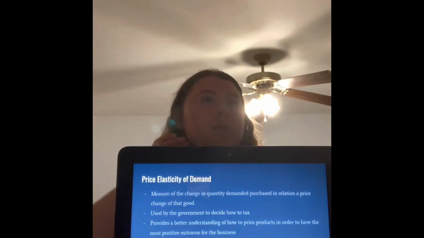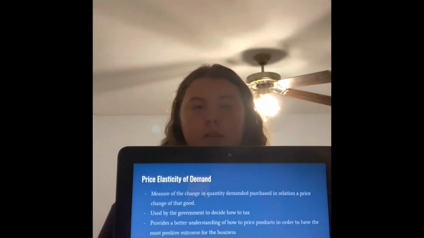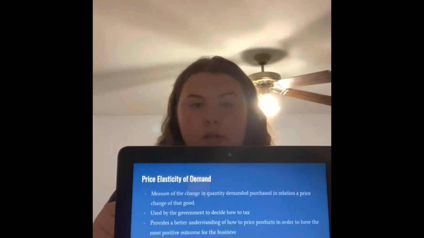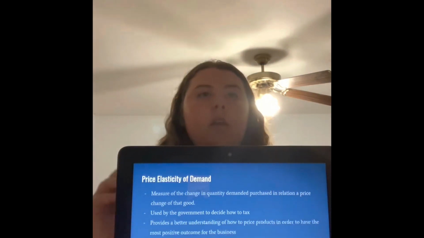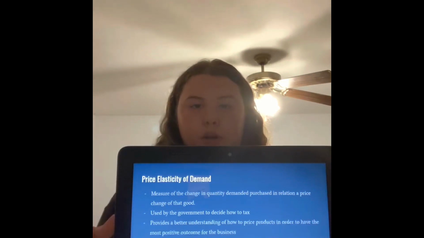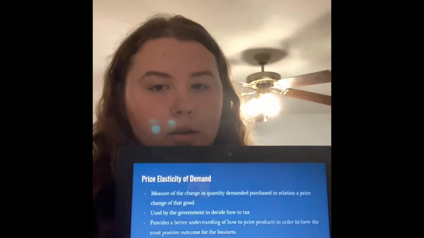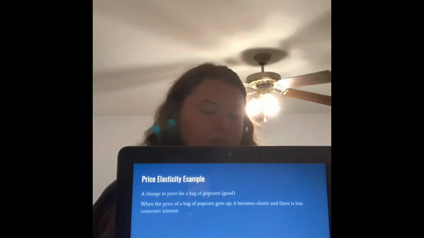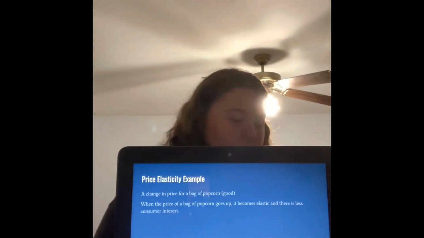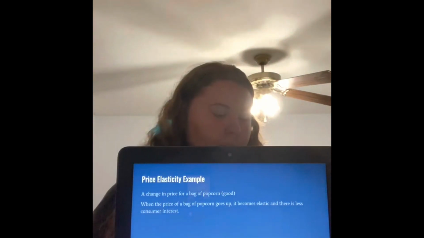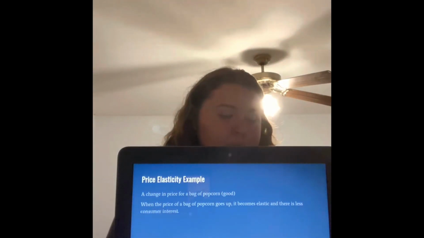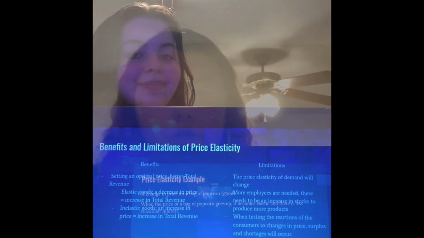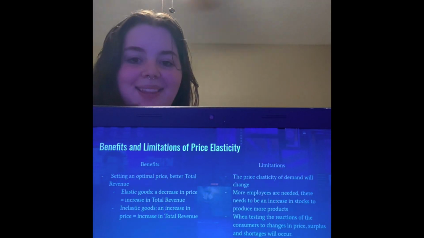And to find price elasticity of demand, it is the percent change in quantity over the percent change in price. And then an example of that would be a change in the price of a bag of popcorn, which would be a good. When the price of a bag of popcorn goes up, it becomes elastic and there's less consumer interest. Benefits and limitations of price elasticity.